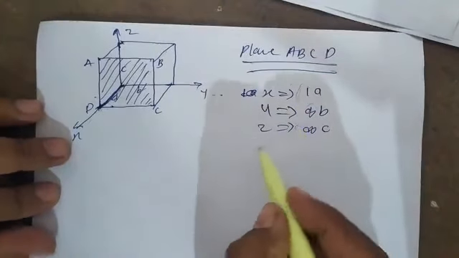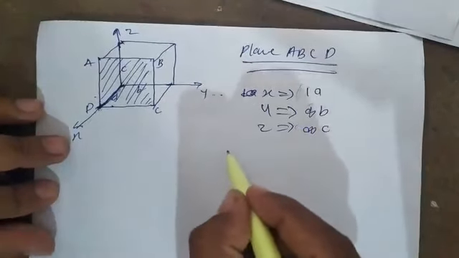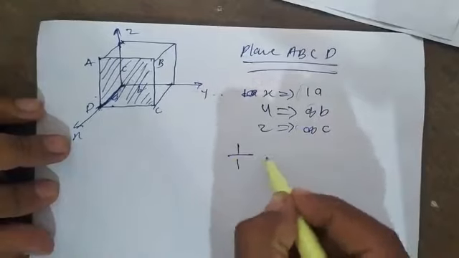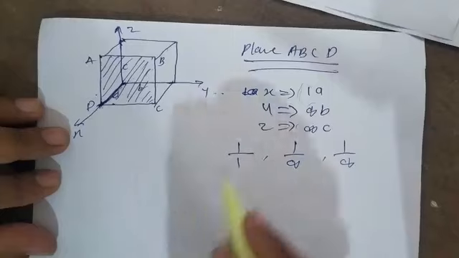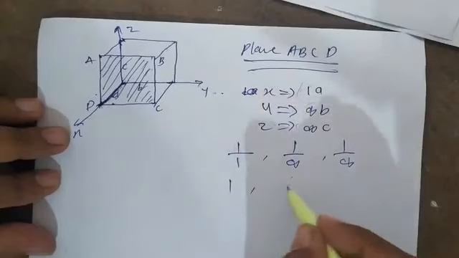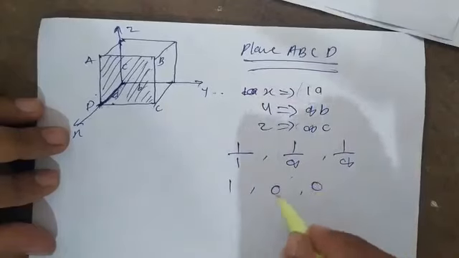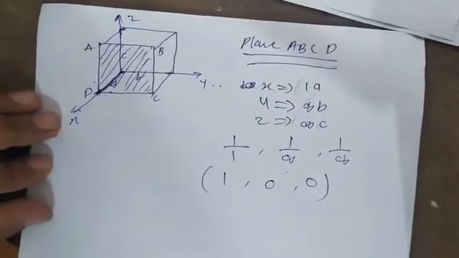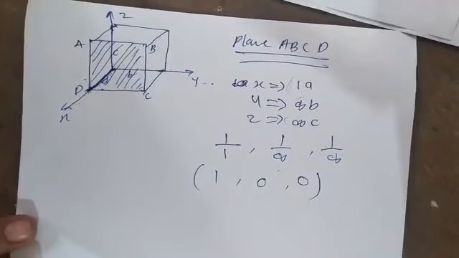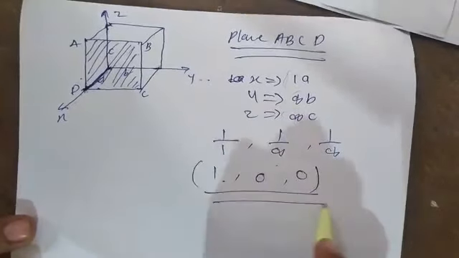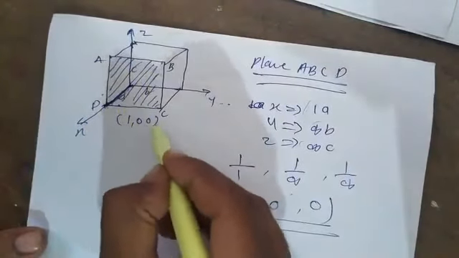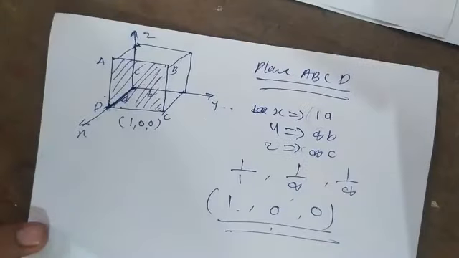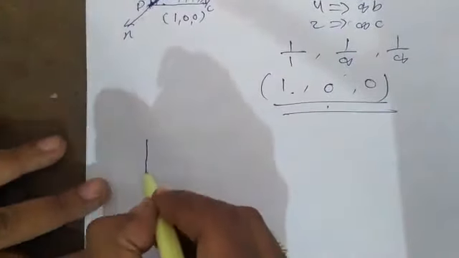Now, according to the rule, take the reciprocal of the intercepts. The intercepts are 1, infinity, infinity, so the reciprocals are 1 upon 1, 1 upon infinity, and 1 upon infinity. That is 1, 0, 0. Now put it into parentheses. This represents the Miller indices of this plane. That is, this plane represents the (1 0 0) plane.